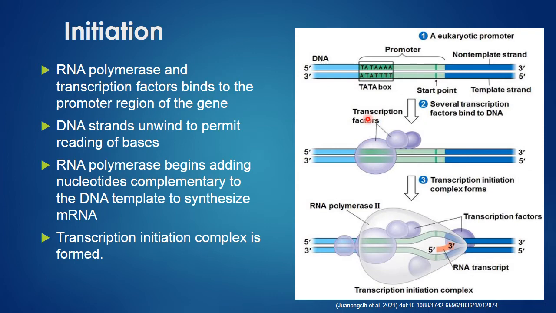Once they bind to this, an initiation complex will be formed, and this will cause the DNA to unwind. In this process around 10 to 20 base pairs will be exposed, and the synthesis of the RNA transcript will begin. Together, this is called the transcription complex.